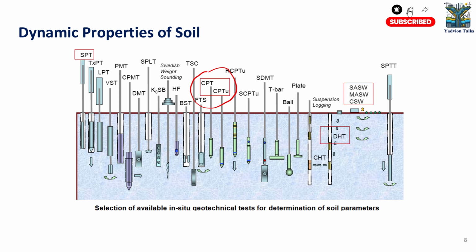Apart from that, if we have to calculate the actual dynamic property, the important test is called the downhole test. We can perform it and get the values of Vs and Vp, or we can do the CHST, cross-hole sonic test, where we get suspension logging and the Vs and Vp. After that, we can perform surface wave tests. We can measure the surface wave velocities also, but these are suitable for shallower depths. The cross-hole and DHT, we can perform for greater depths.